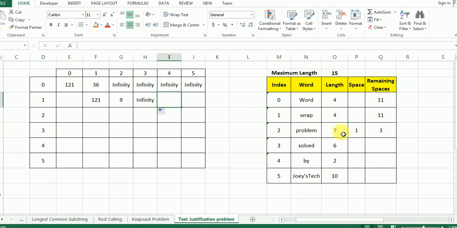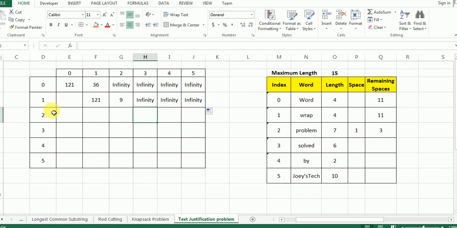Similarly, in this cell from 1 to 4, as you can see, again the sum of the lengths of these words is going to cross 15. So this combination will not be possible on one line. Hence, we are again going to place infinity over here. Similarly, in this cell also, we are going to place infinity.